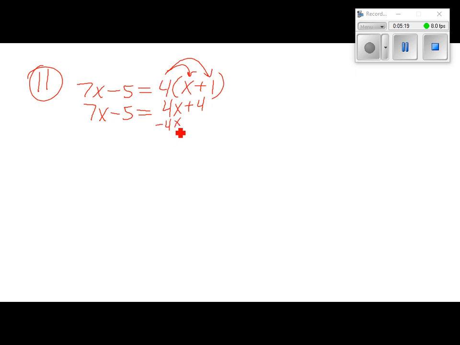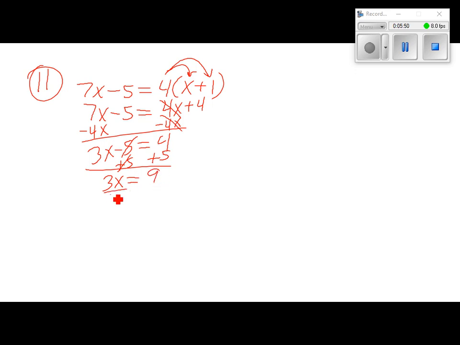Subtract 4x on both sides. 3x minus 5 equals what? 4. Now what? Those cancel out, you're left with 3x equals what? 9. Divide by 3, x equals 3. What'd they ask us to find? Did they ask us to find x? What'd they say find? Length of RS.